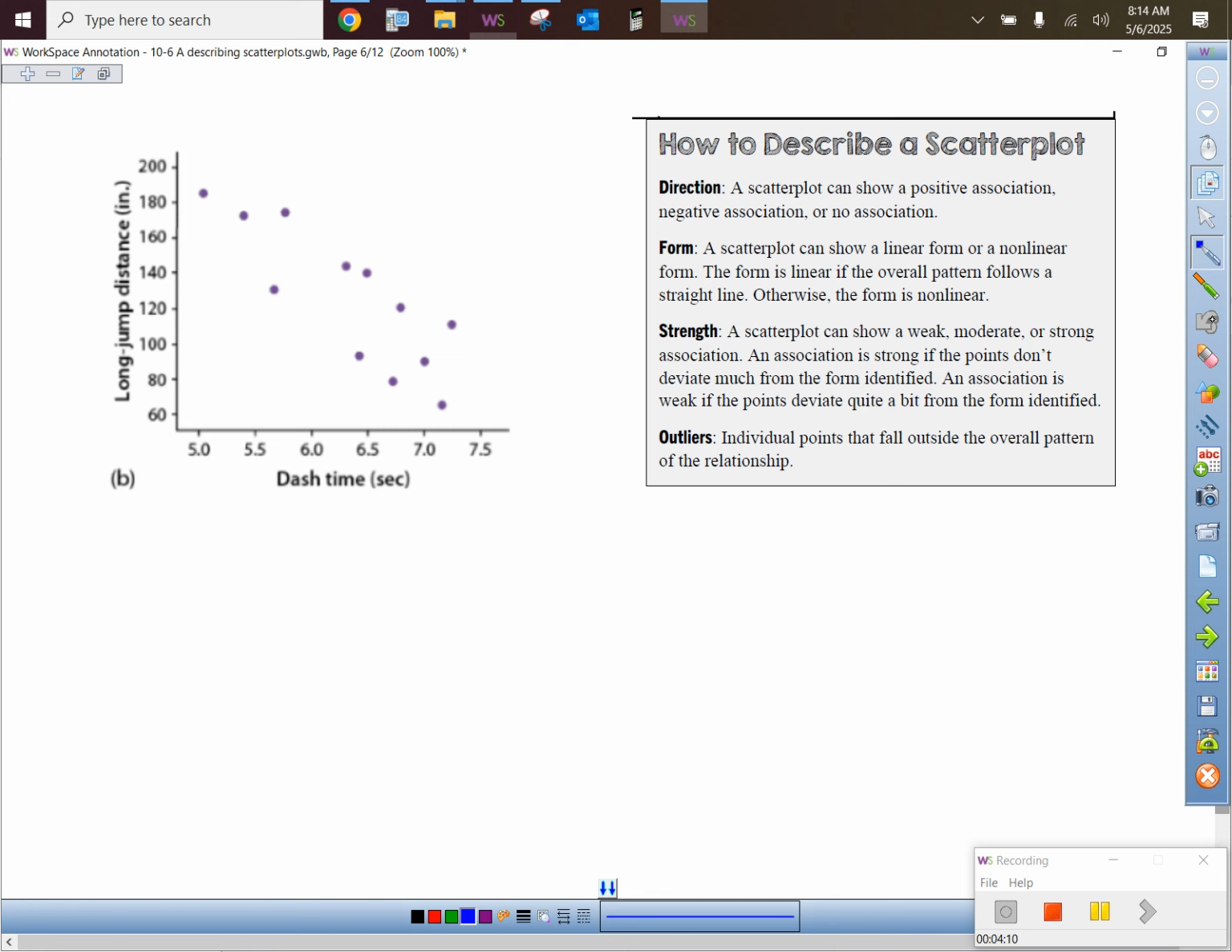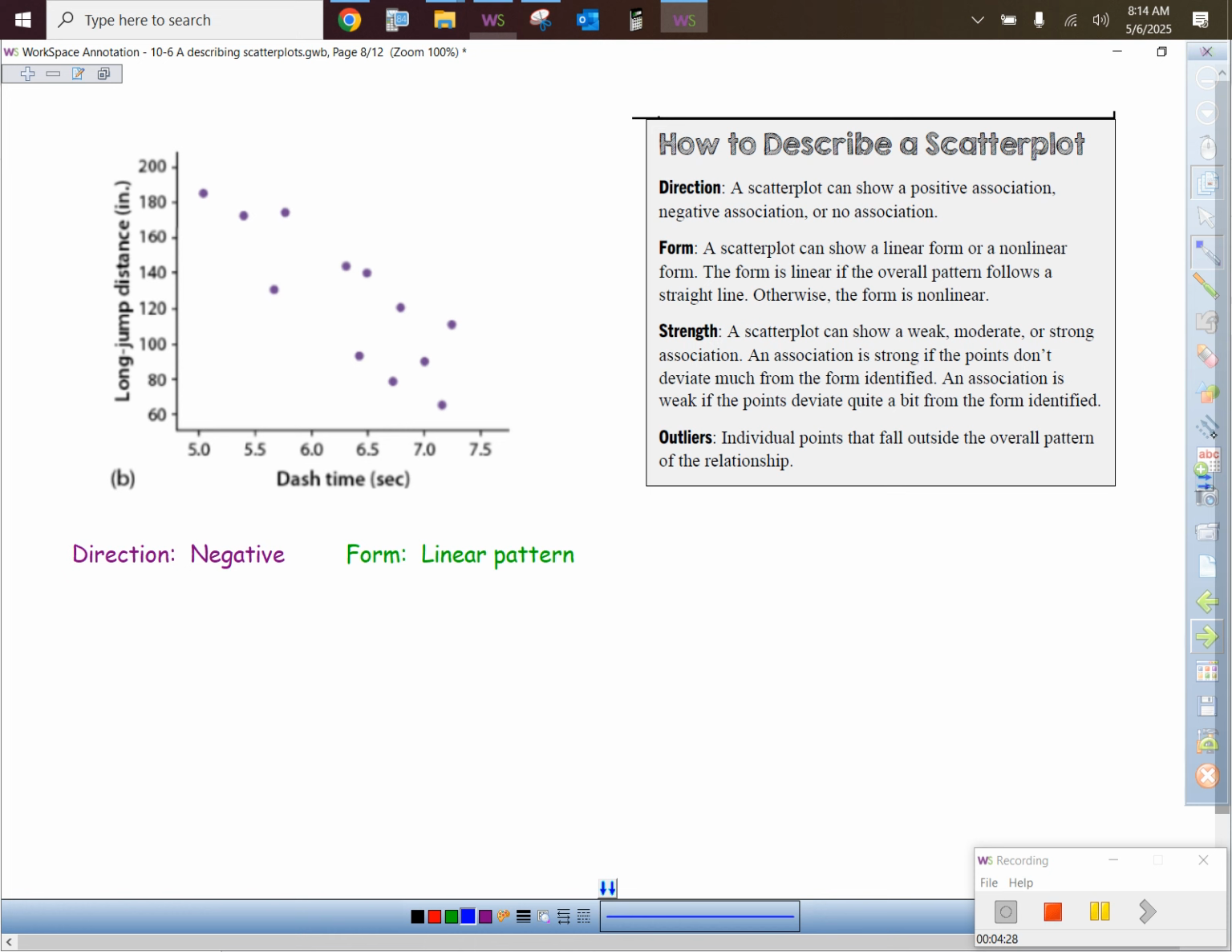What do you think, linear or nonlinear? I would say more of a linear pattern. So the direction was definitely negative, because this is what it would be like if it was positive. There's no way those dots are fitting that pattern. So it's negative. The form is linear. And now for the fun part.